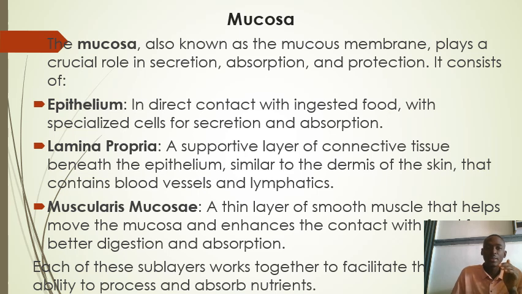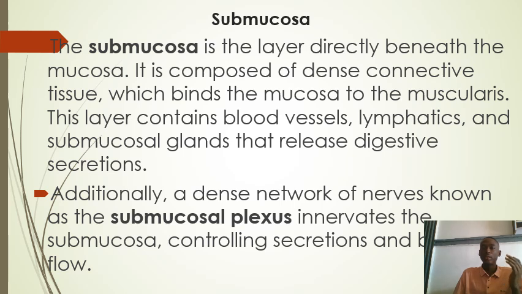The third layer of the mucosa is the muscularis mucosae, which is a thin layer of smooth muscle that helps move the mucosa and enhance the contact with food for better digestion and absorption. Each of these three layers of the mucosa works together to facilitate the GI tract's ability to process and absorb nutrients. The second layer now in the histology of the GI tract is the submucosal layer.